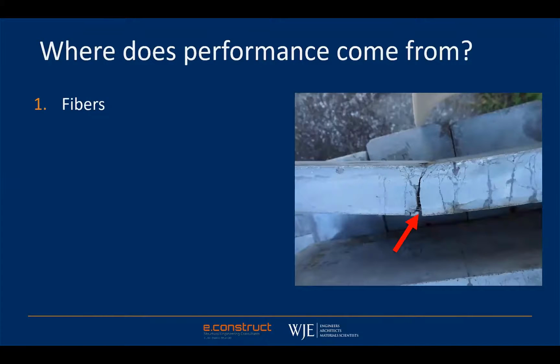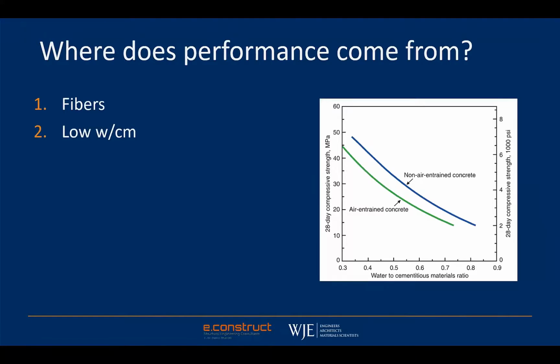So where does this performance come from? Well, first, it's the fibers. They bridge the cracks and provide the ductility even when the matrix starts to crack. Second, the low water cementitious ratio. It's well known that as we have less water in our concrete, the more dense the matrix can be. So here's a plot pulled out of a basic concrete textbook, essentially saying the less water you got, the stronger your material is going to be.